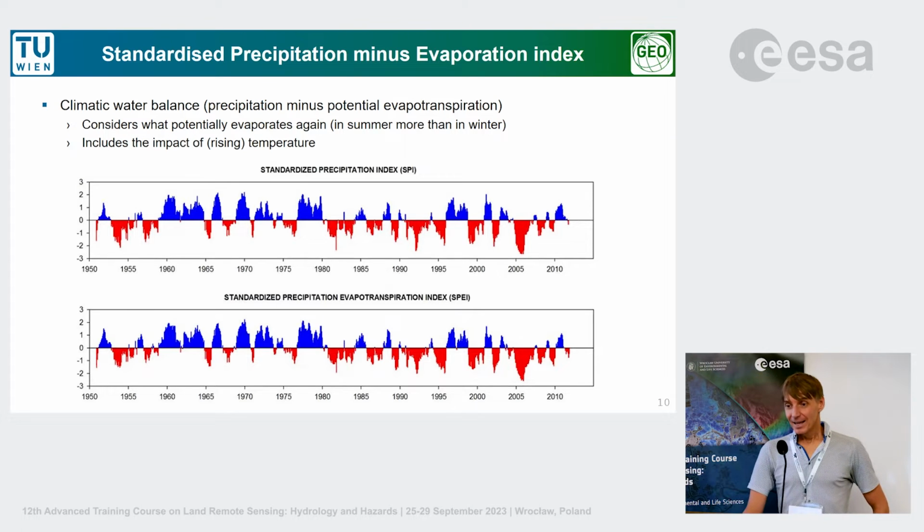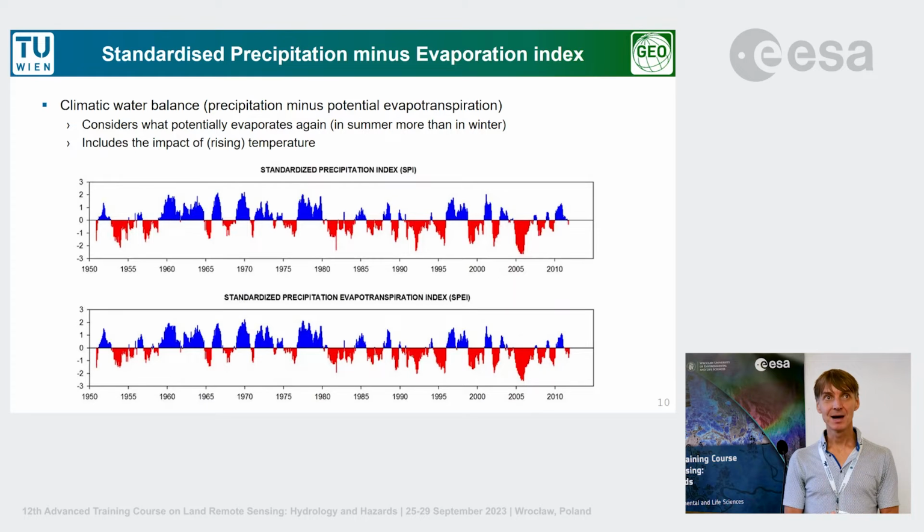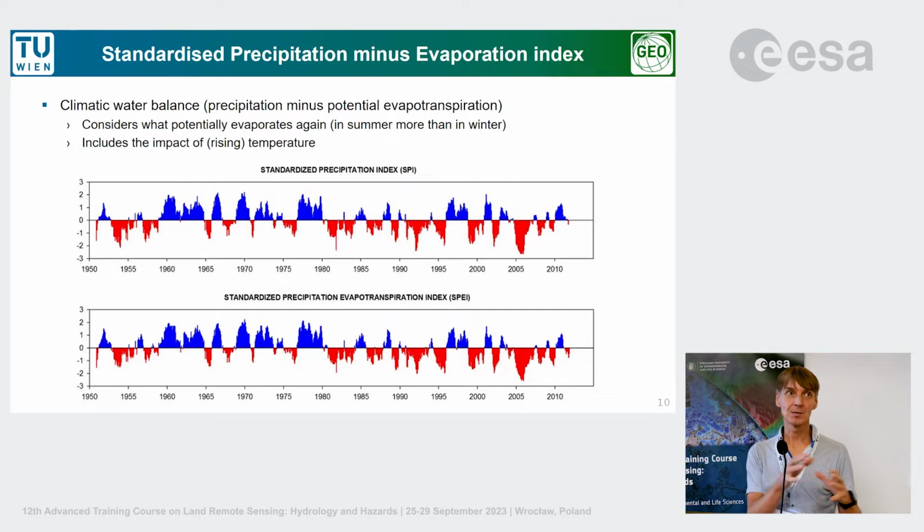Okay. So, in order to overcome that, or to make it more comprehensive, the standardized precipitation evaporation index was developed. And that is this kind of climatic water balance. So it's the precipitation minus the potential evapotranspiration. And it basically considers what potentially evaporates again. So it takes into account the atmospheric demand, which really differs a lot between now, September, and, for example, July, as you can imagine.